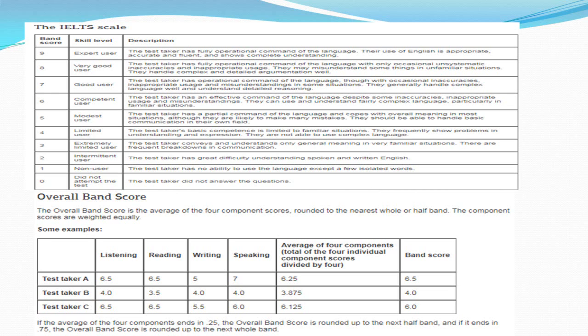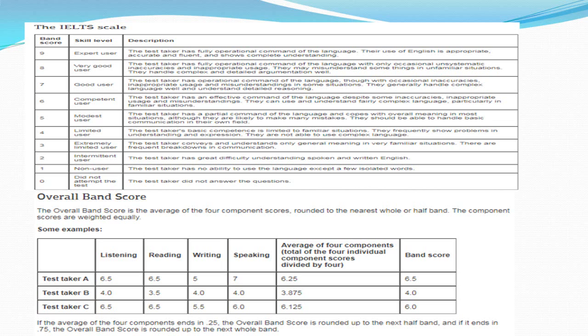And if your score is 2 overall, it will be called intermittent user. The test taker has great difficulty understanding spoken and written English. And if your score is 3, it will be called extremely limited user. The test taker conveys and understands only general meaning in very familiar situations. So there are frequent breakdowns in communication.